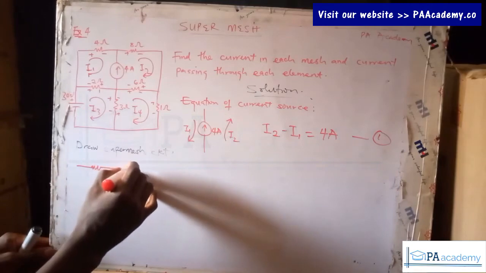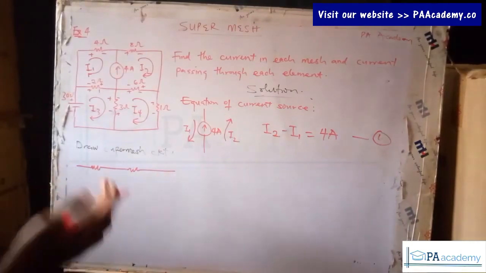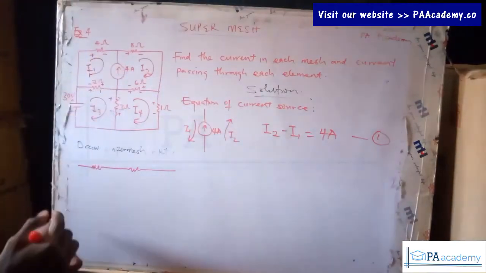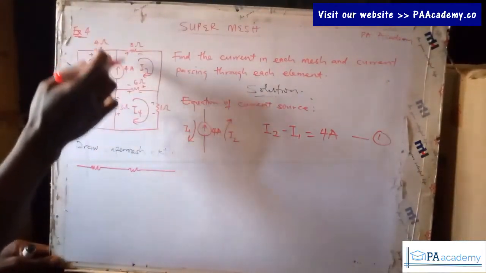It's going to look like this. And don't forget, like I said, if you are drawing your SuperMesh circuit, you omit the current source and whatever element is on that particular branch.